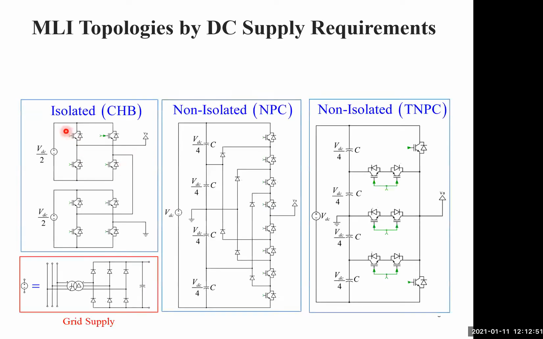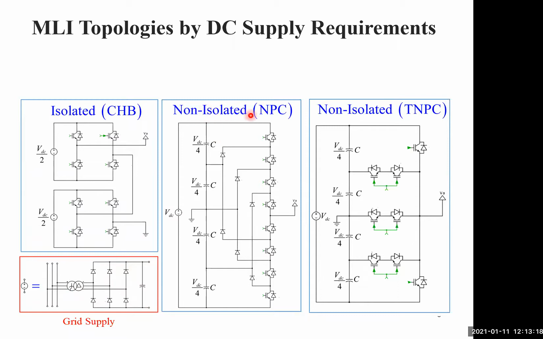Basically, MLI topologies may be categorized according to their DC supply requirements. So we have the isolated DC supply, which is used with the cascaded H-bridge, or CHB for short. As you can see, for example, there are 2 modules of CHBs, and the 2 DC voltages are separated. When it's connected to the grid, this is usually the DC supply generation, by means of a transformer, a full bridge rectifier and a filter.